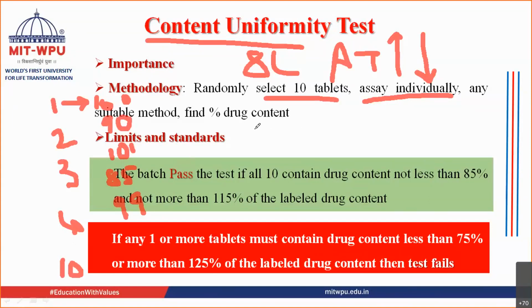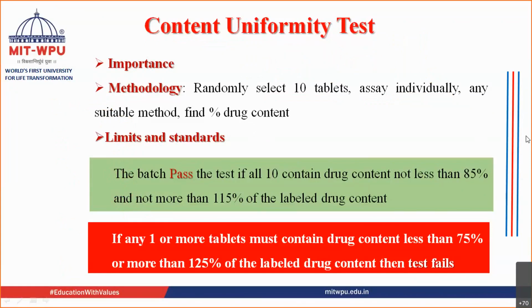Now, what are the limits and standards that have been given for content uniformity? The batch passes the test if all 10 contain drug content not less than 85 milligram and not more than 150 milligram. So this is the deviation that is allowed, up to 85 to 150, of the drug content that has been intended.